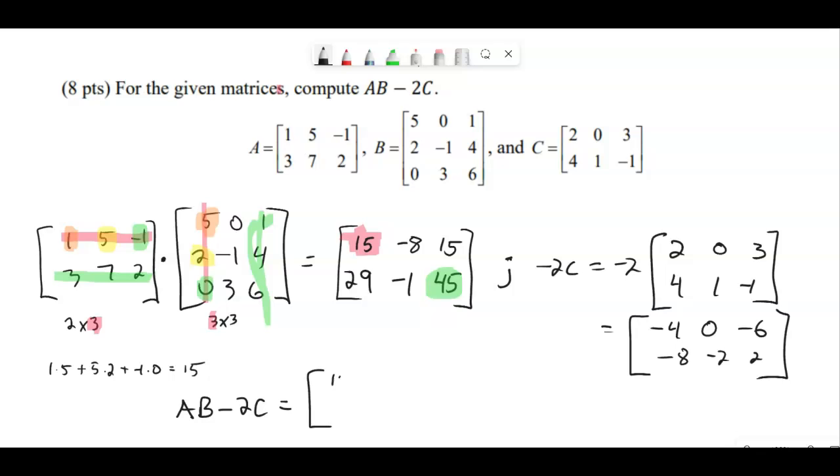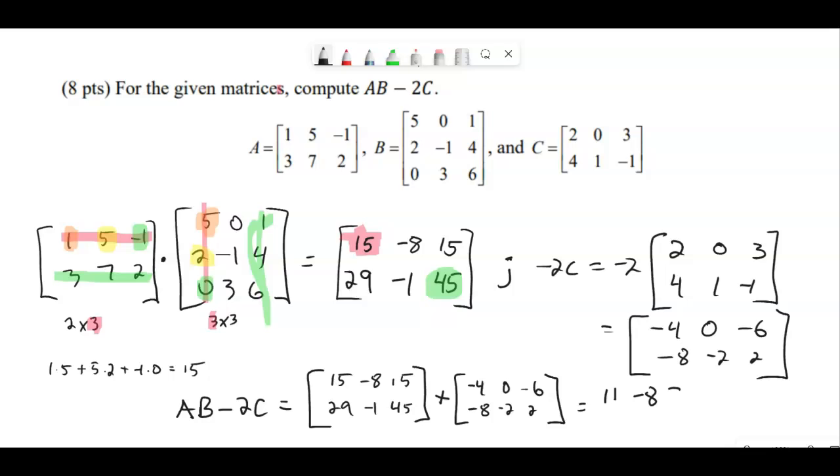This is 15, negative 8, 15, 29, negative 1, 45. There's AB. And I distributed the minus 2C in, so I can now just do addition, which is easier on my brain than subtraction. And now we go element by element. 15 minus 4 is 11. Minus 8 plus 0 is minus 8. 15 minus 6 is 9. 29 minus 8 is 21. Negative 1 minus 2 is negative 3. And 45 plus 2 is 47.